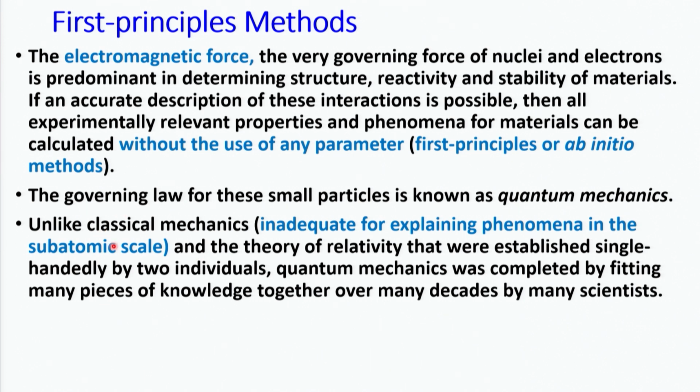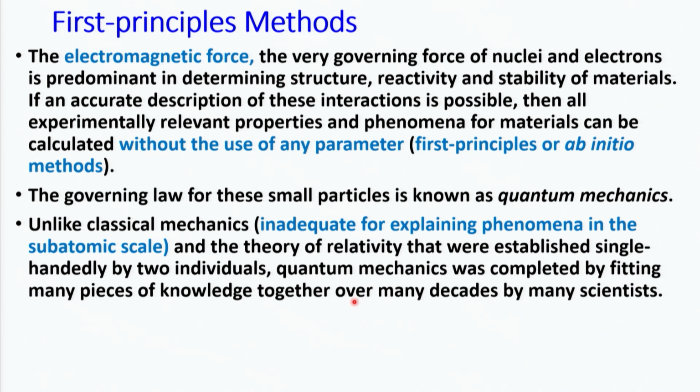Unlike classical mechanics, which is inadequate for explaining phenomena at the subatomic scale, and the theory of relativity, which was established single-handedly by individuals, like classical mechanics by Newton and relativity by Albert Einstein, quantum mechanics was completed by fitting many pieces of knowledge together over many decades by many scientists. So, contributions from a lot of renowned scientists went into building up quantum mechanics theory.